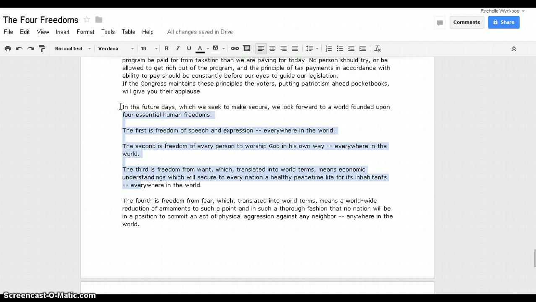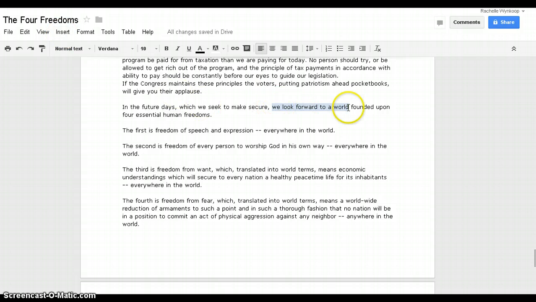We're going to begin our reading with "The Future Days." "In the future days, which we seek to make secure, we look forward to a world founded upon four essential freedoms." And as I read this first sentence, I already have a question in my mind. He's referring to "we," which is the United States, but then he discusses the fact that we look forward to a world that has human freedoms. So I already have a question about this, and here's how I'm going to record it.